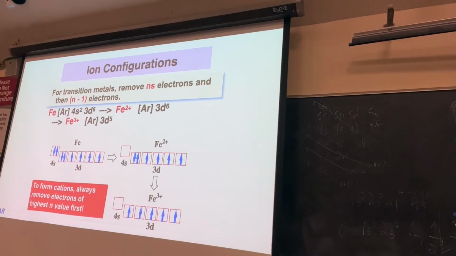I see this a lot of times, people will say, all right, iron is argon 4s2 3d6, and making iron plus 2, you'd have argon 4s2 3d4. But that's wrong. Highest N comes out first. The idea is that higher N is farther from the nucleus and not held on as well. If you believe that or not, it's up to you. But that's the idea. Highest N, 4s, comes out before 3d. Any questions?